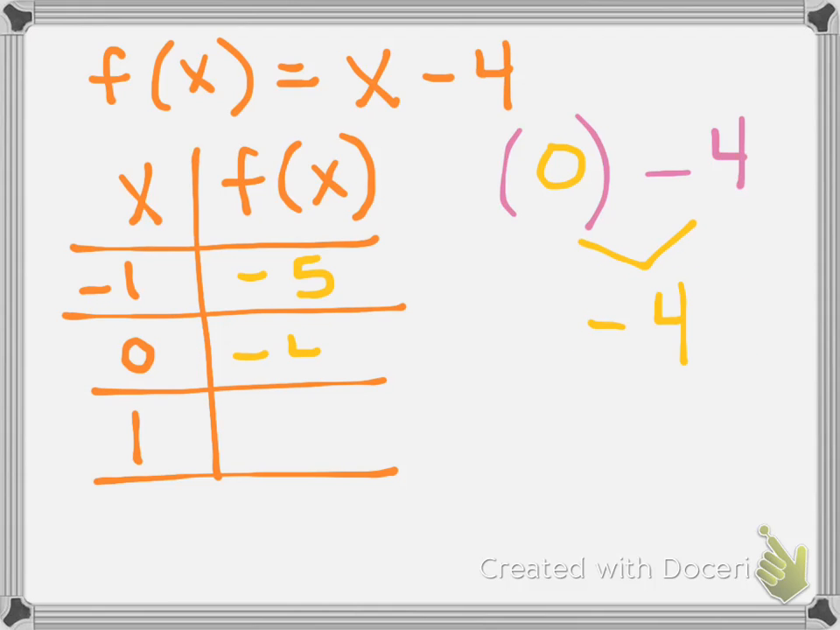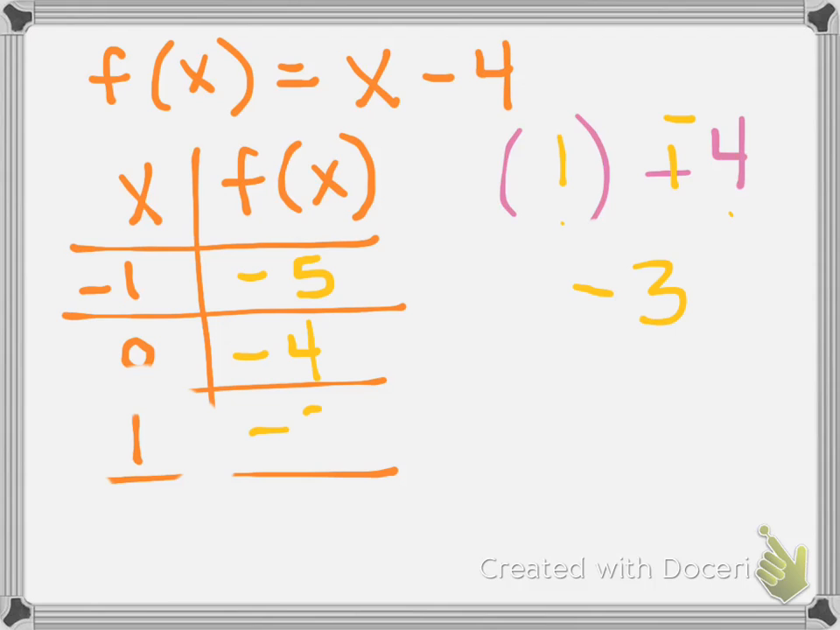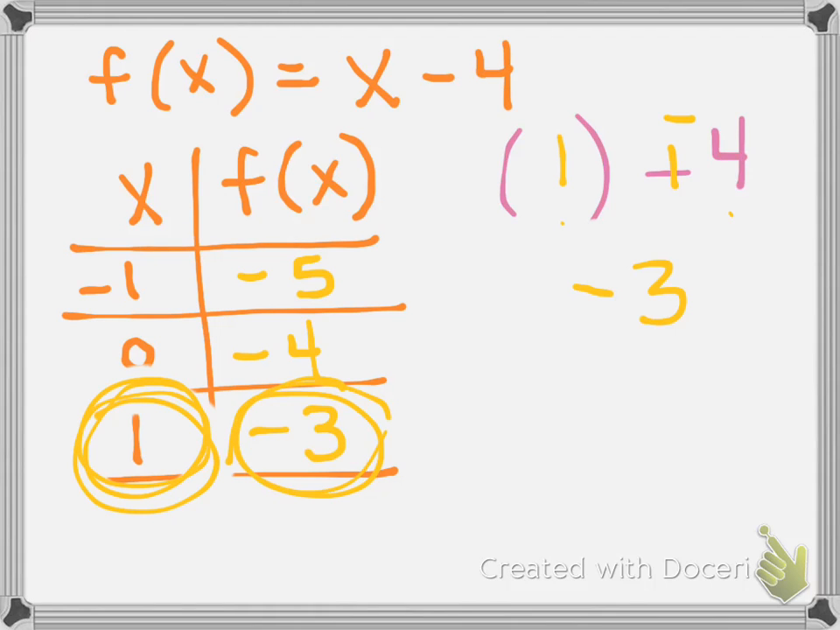Let's do one more, then it's going to be your turn to practice. If it seems easy, I'm glad. This time, I'm going to take 1 and plug it in to my pocket. 1 minus 4. You have $1, you spend 4, keep change, change. 1 plus negative 4 is negative 3. So when x was 1, the function of x was negative 3. I think you got it. Your turn to practice.